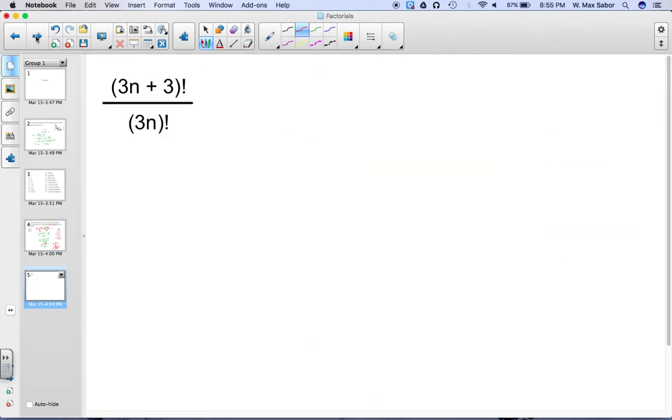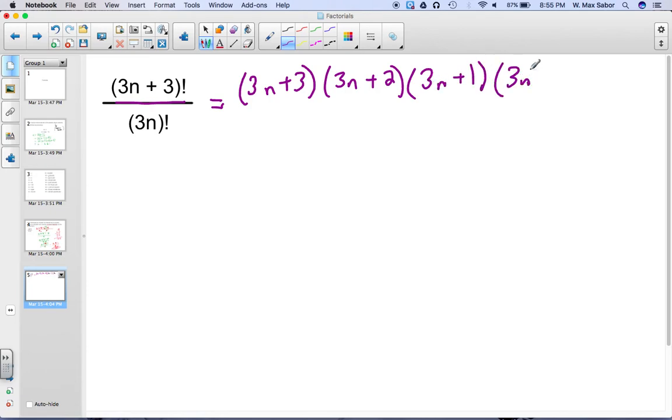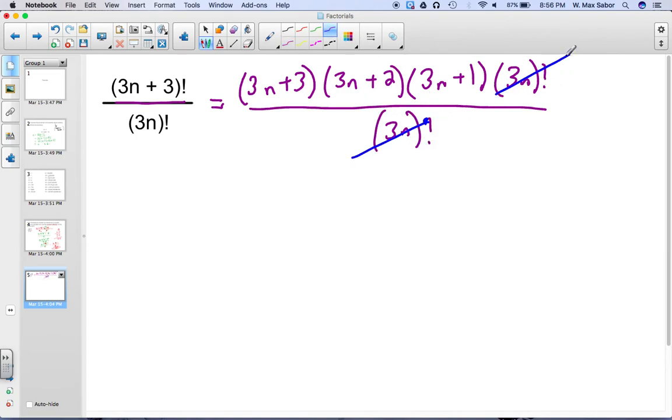This process also works when we have variables. So look at the largest term here. 3n plus 3 is larger. And if we use the recursive definition, well, we can say that that's 3n plus 3 times each of the numbers less than it. 3n plus 2, 3n plus 1, 3n would be the next one. But let's stop there because that will cancel out with our 3n factorial in the denominator. So those two are the same.